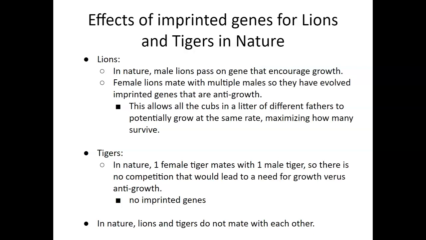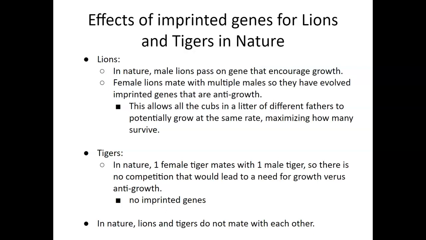This is because they want to maximize the fitness of their offspring, and they're always competing with other male lions to mate. Female lions, though, mate with multiple males, and in order to ensure that all of her offspring survive, she actually has imprinted genes that she is passing on that suppress that growth gene from the male. So it's like an anti-growth gene, and this is an imprinted gene that she passes on to all her offspring. This allows all her cubs to potentially grow at the same rate, and hopefully all of them will be born healthy.